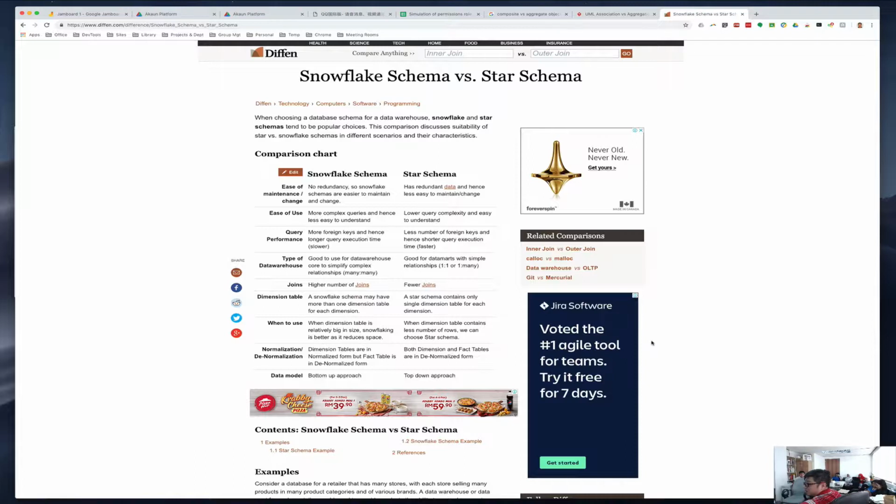And then there is the type of data warehouse, the query performance, and the type of joins that you need. For this one, I think we are using the star schema, but I may be wrong. Bear in mind, I'm just an electrical engineer, I'm not a computer scientist.